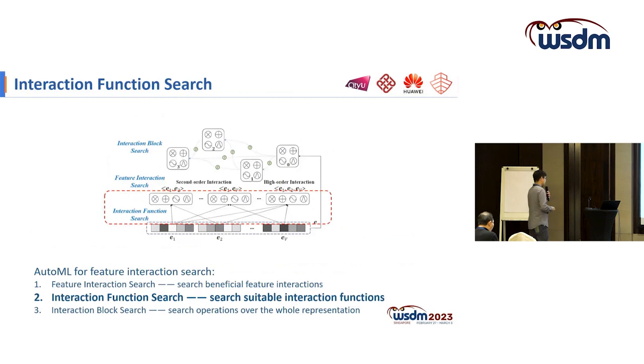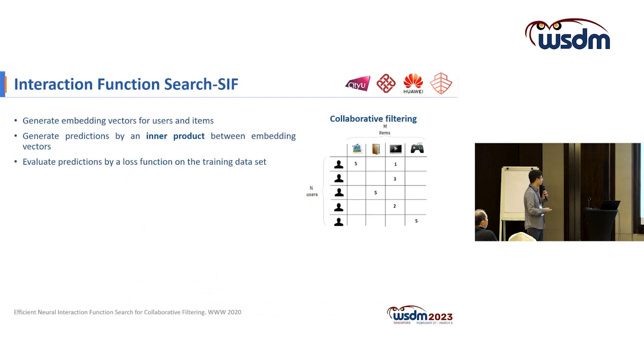The second part is called interaction function search. The first category of works already identifies useful feature interactions, but inspired by or observing some previous work, they find that different feature interactions carry different degrees of information. So we may need different neural architectures to model different feature interactions. Let me give you some examples. This is the first work in this category, called SIF, published in 2020, at WWW.